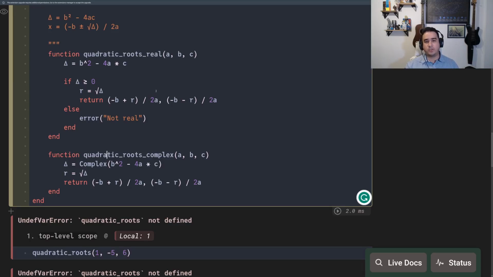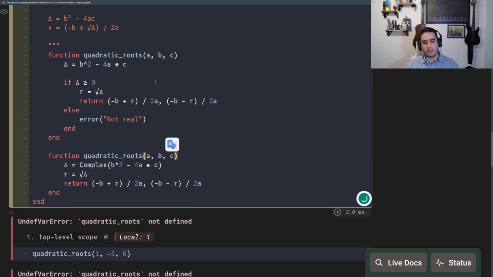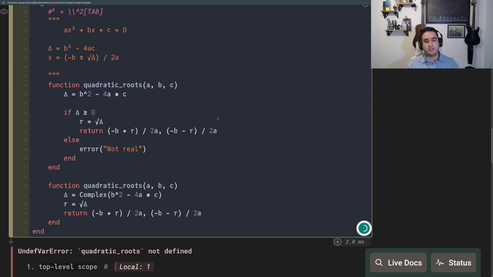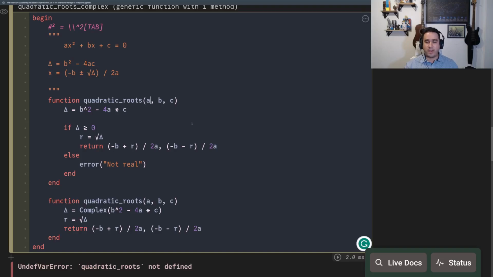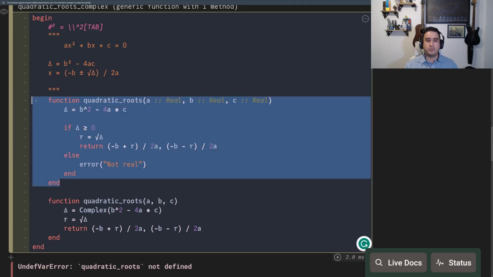Another way of solving it, which is more interesting and more Julia-like, I guess, or more Julian, is to give specific types to the input. In Julia, you don't have to give types, but you can if you want to constrain the arguments. So here I'm going to say that this has to be a real number. Quadratic roots has 3 arguments, all of them real numbers. This can mean float, integer, it doesn't matter, and they don't have to be the same type. So when this happens, I'm essentially calling the real version of the function.